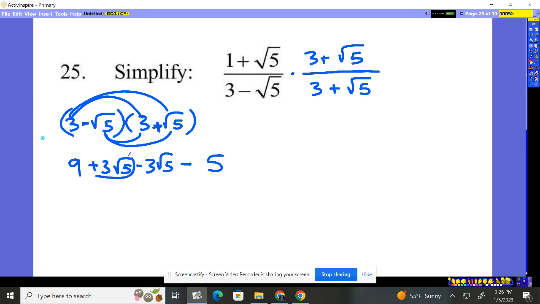Notice here, 3 root 5 minus 3 root 5 goes away. You're left with 9 minus 5. You're left with just 4. So the denominator here is simply going to be 4.